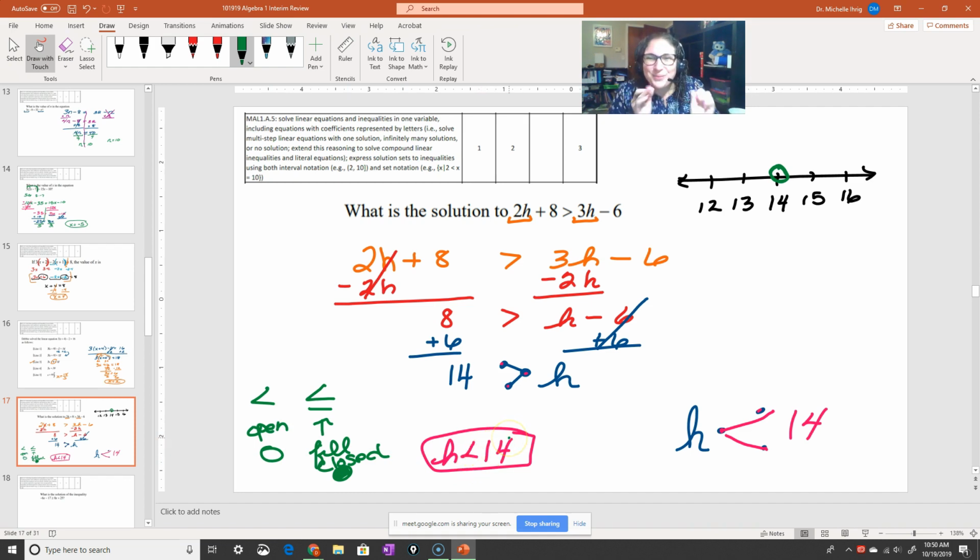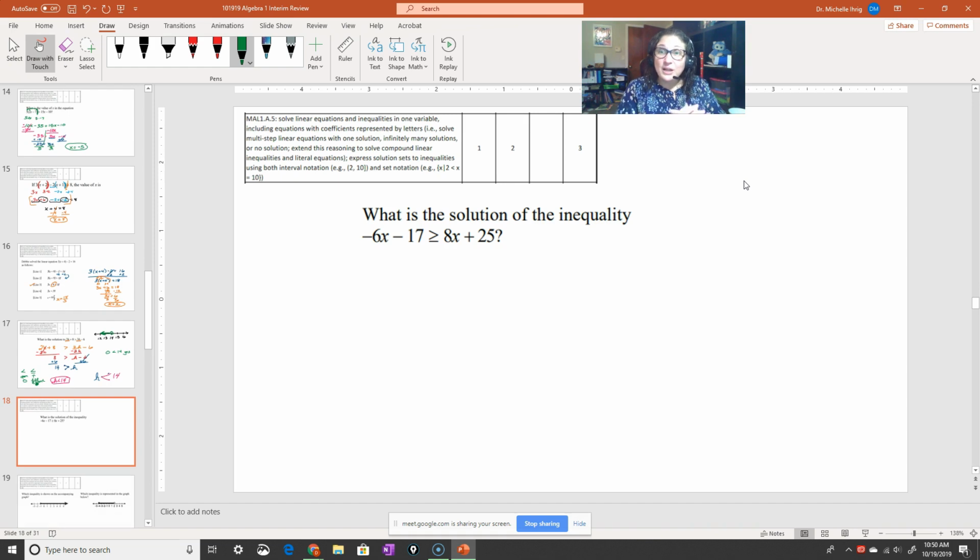Then, this is my cheating way. Okay, I think of the number 0, and I put 0 in, and I say to myself, okay, is 0 less than 14? Yes or no? Yes. So because 0 is less than 14, I know I'm going to shade in the direction of the 0. And that is how you would plot that line. I love using 0. For me, it's the easiest way to do the problem. Let's look at another one.